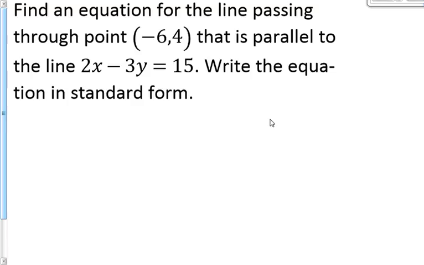All right, so now we're going to take a look at some special cases of curve fitting, linear curve fitting. First, we're going to take a look at this example. It says, find an equation for the line that passes through the point negative 6, 4 and is parallel to this line with this given equation. Write the equation in standard form.